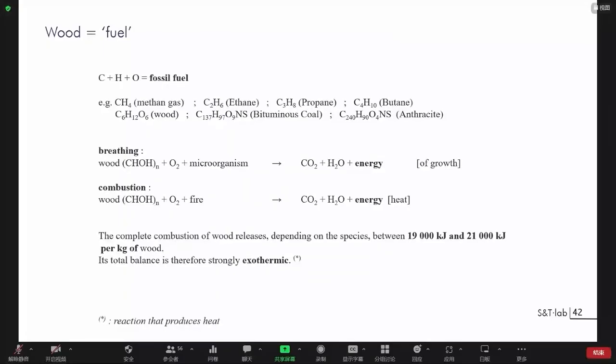First, comparing wood to other fuel materials, you can see that the structure is quite simple, quite similar. You see here wood appearing, and you see here coal, anthracite, and gases without the oxygen yet. And this full burning of timber would produce between 19,000 and 21,000 kilojoules of energy per kilo of wood.